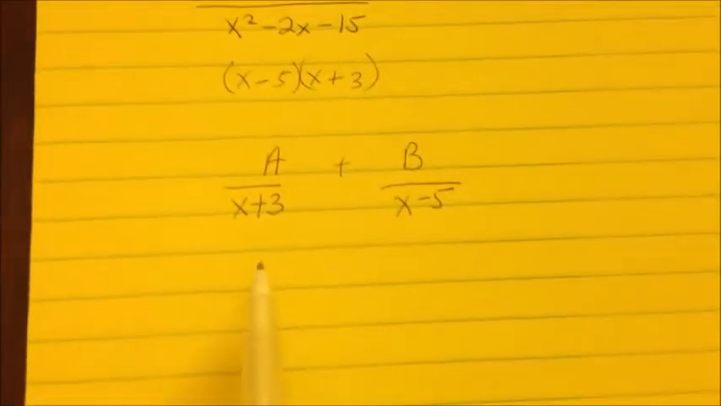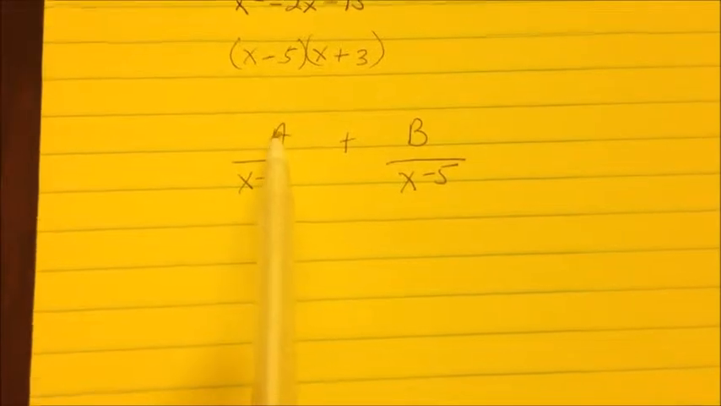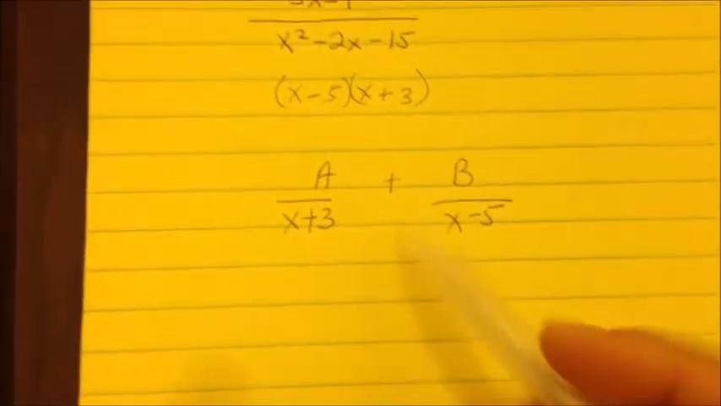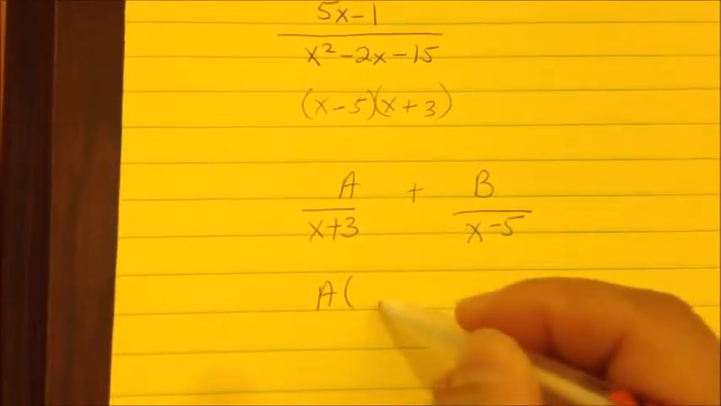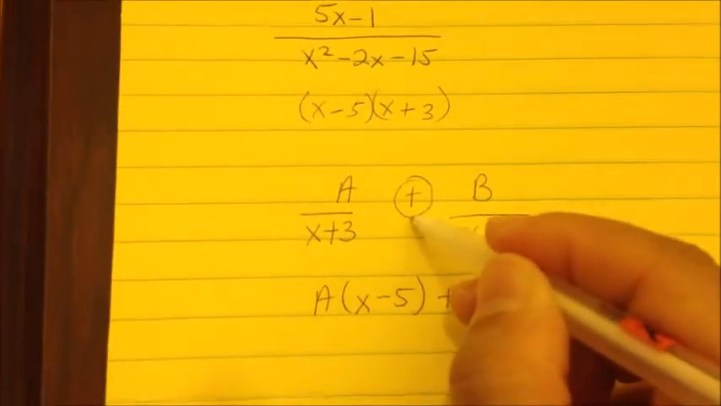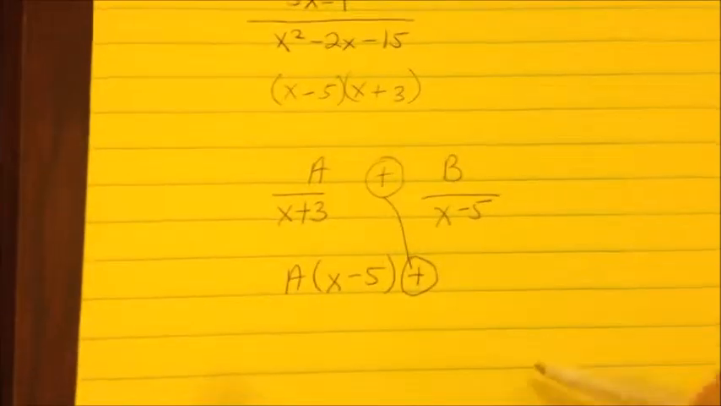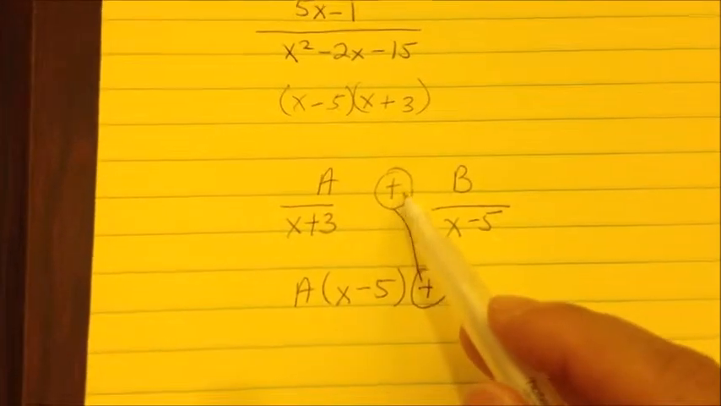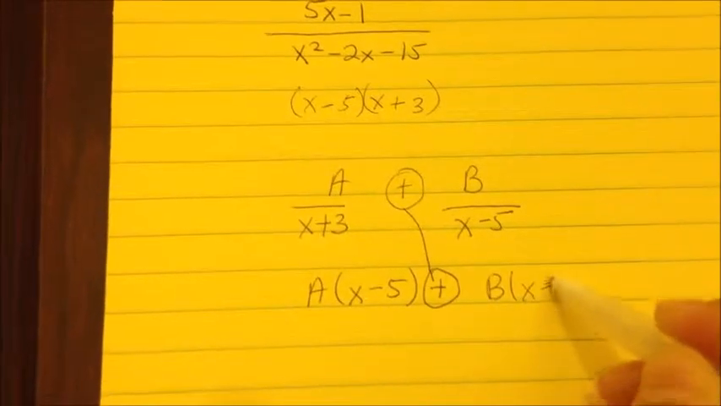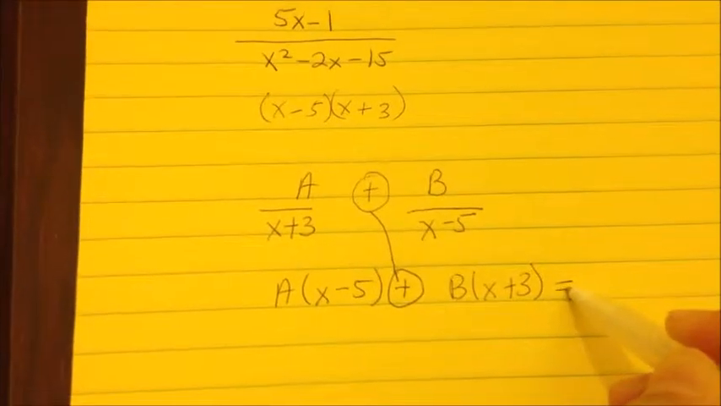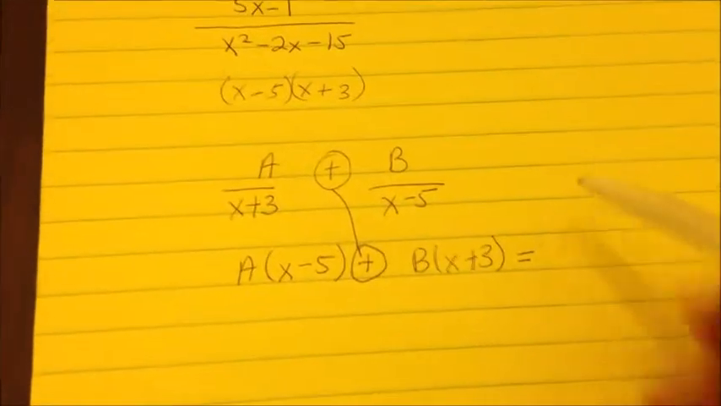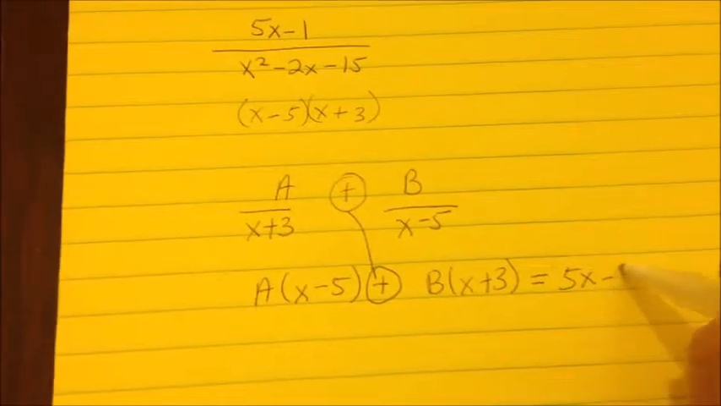Okay, so now the next step is kind of like algebra. We're going to multiply across, doing proportions. So I'm going to have A times parentheses x minus 5 plus, and it's only plus because of this right here. This is always a plus when we set it up for the first part. Then we have B times x plus 3, and we set this equal to the numerator up here. So bring that numerator back down here: 5x minus 1.